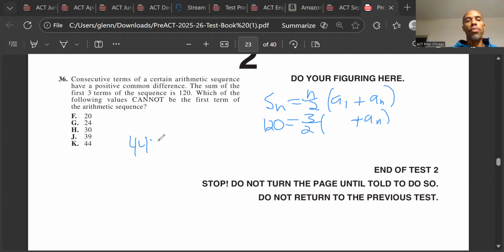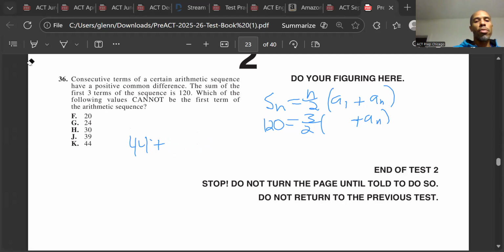So because you do 44 plus, and this is a positive common difference, any number greater than 44, let's say if you do 45, then you got to do a third term, 46, right? You're going to go over 120, right? 44 plus 45 plus 46, right? You're going to go 135, right? So even if you do a decimal, right? Because they didn't say it had to be an integer difference.